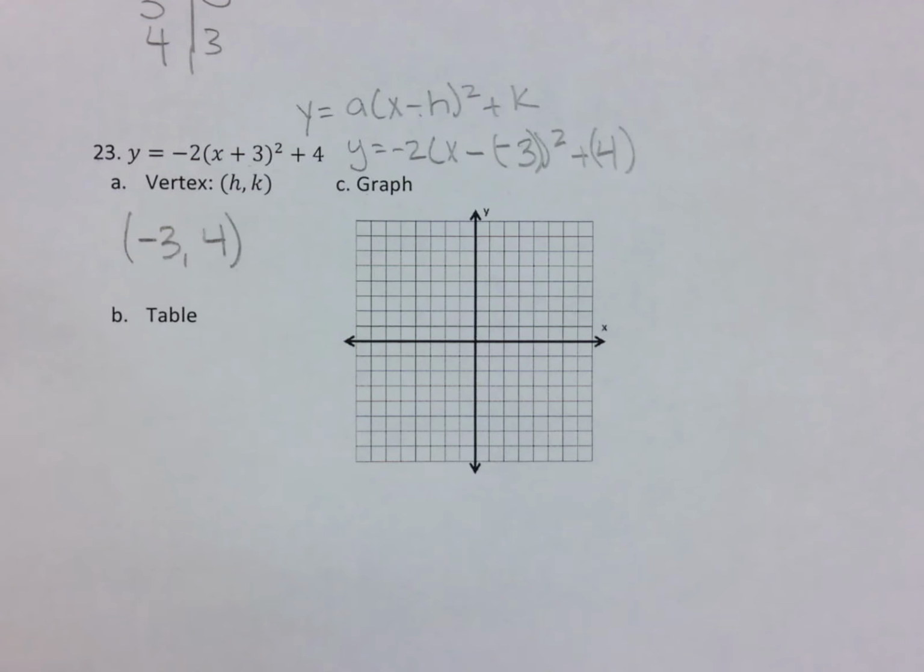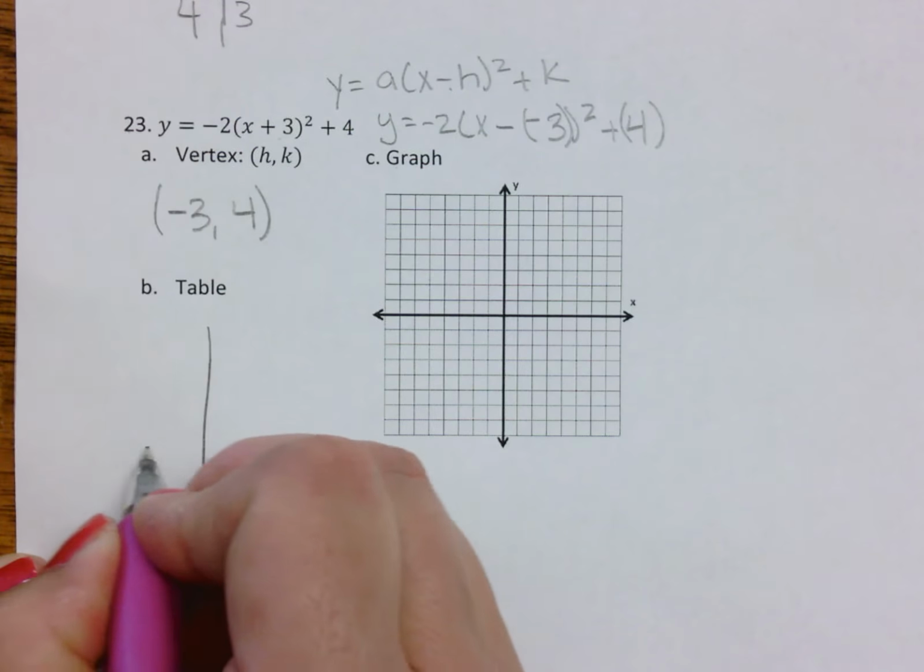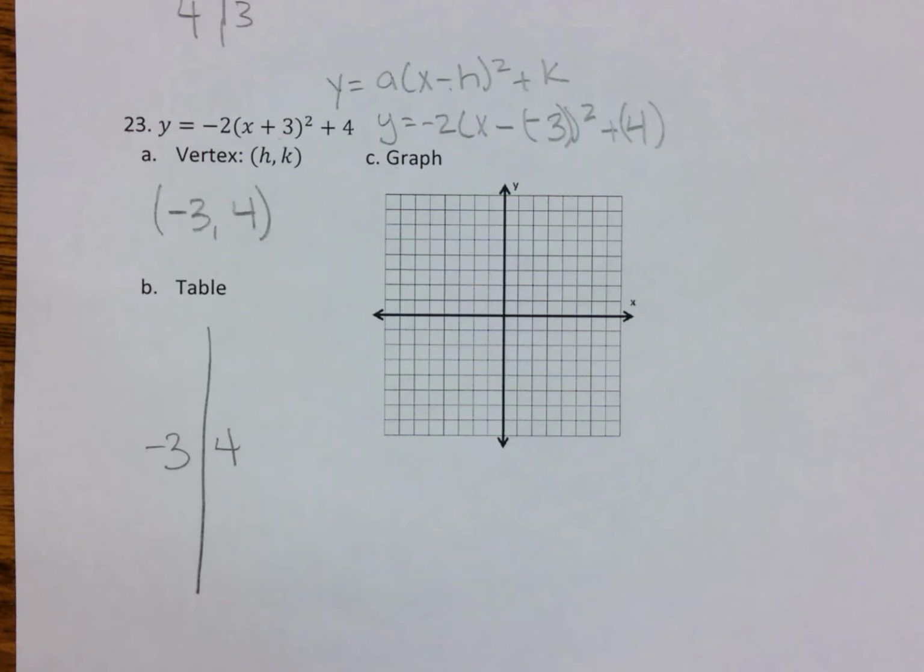And we're going to use that to make our table in the calculator. So I'm going to divide this. I'm going to put -3 on the x side, and I'm going to put +4 on the y side. And then I'm going to grab my calculator.